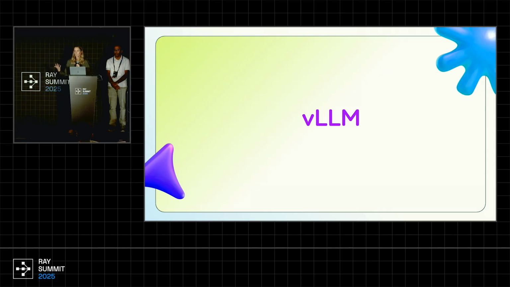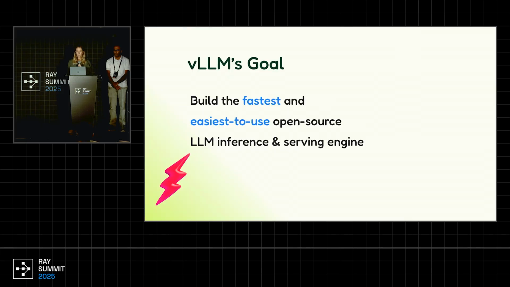So enter vLLM. One of the big things that Google tries to do is make TPUs really accessible and easy to use for a number of folks across our customer base, but also just grow TPU adoption in general. And vLLM is a really important catalyst for this. For those of you who don't know, vLLM is an open source inference engine whose primary goal is to build the fastest and easiest to use open source LLM inference and serving engine.